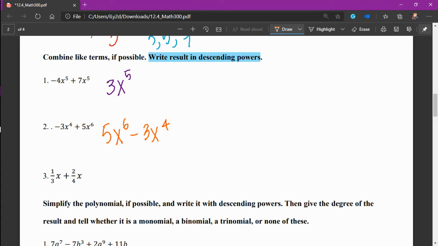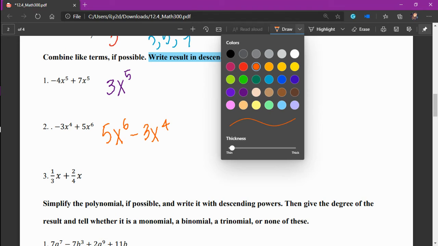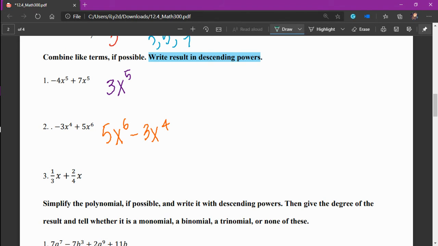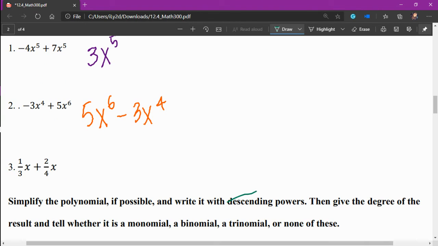Okay, so moving on. I want to go to purple. Let's do green. Okay, for this third example, I'm going to zoom in, y'all. For this third example, I have 1/3 x plus 2/4 x. Are these alike? Yeah, they are. They're literally the exact same variable with the exact same exponent.